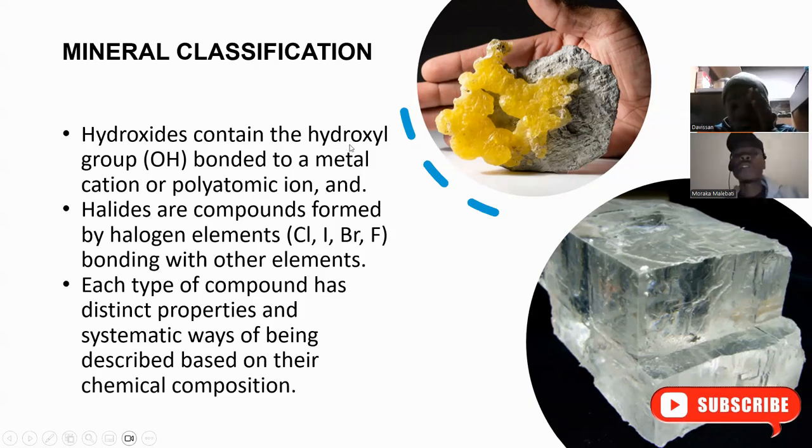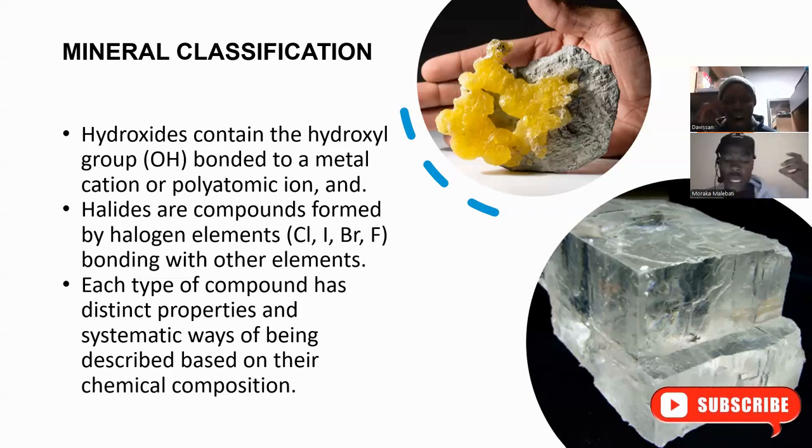So hydroxides contain the hydroxyl group OH, bonding to a metal cation or polyatomic ion. But on the other hand, halides are formed by halogen elements, everything that belongs to group number 7. Now, these halogens are going to bond with other metals. For example, if you take halogen chlorine and bond it with element sodium, you're going to form sodium chloride, which is a halide. Or you can have potassium and chlorine, and you'll form what you call sylvite, potassium chloride.